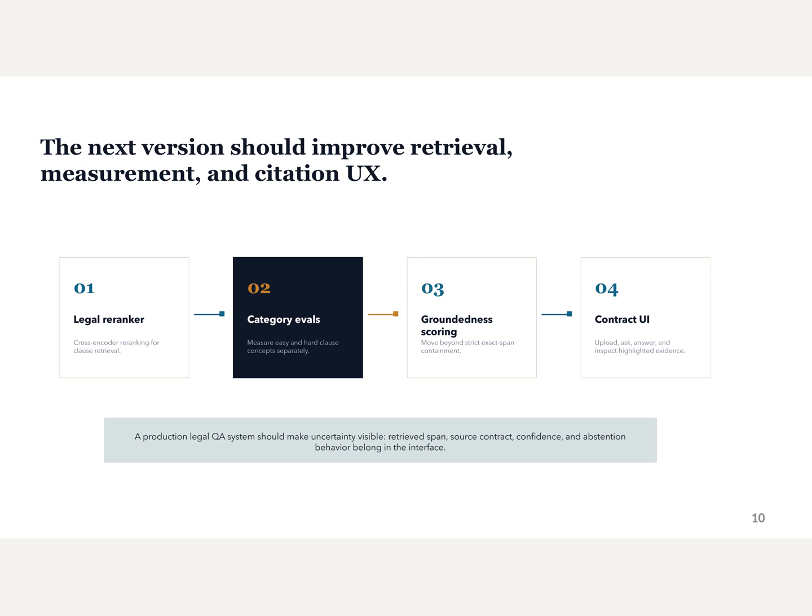Finally, I would build a contract review interface where the user can upload a contract, ask a question, inspect highlighted evidence, and see confidence or abstention signals. To close, this project demonstrates that a small, reproducible RAG pipeline can reveal a core design principle for legal QA. Retrieval scope and evidence visibility matter as much as the model choice.